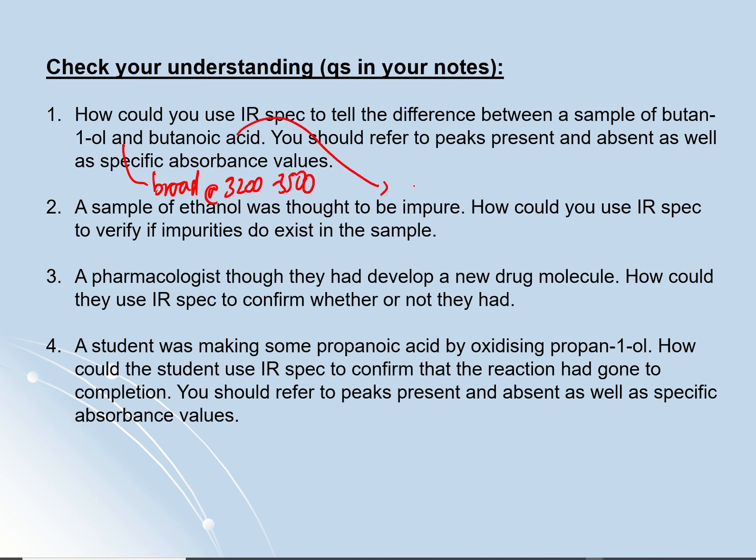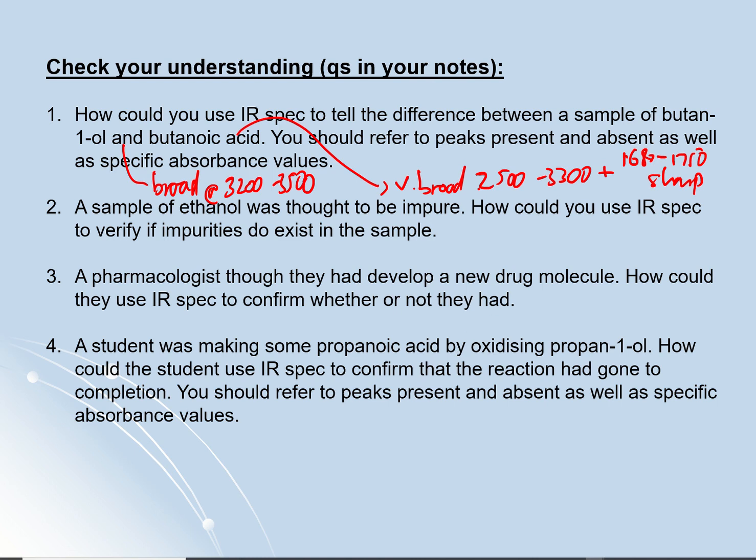Butanoic acid will have a very broad peak at about 2.5 to 3.3. I'm just quoting these numbers out of your textbook. But this will also have another peak, which will be at about 1680 to 1750. That'll be a very sharp peak. So that's how you would do it.